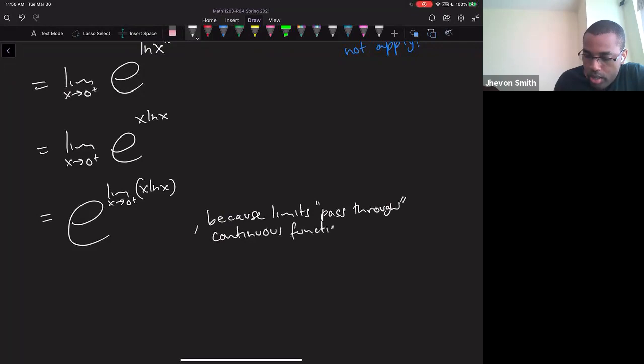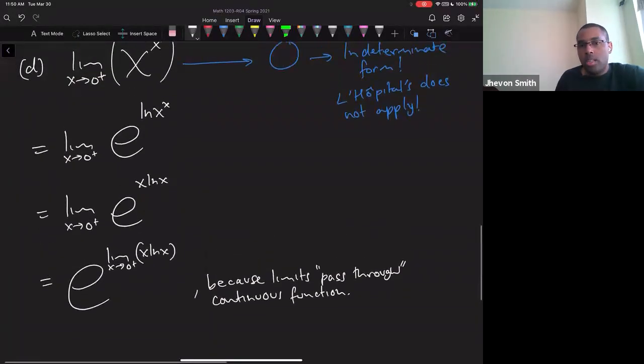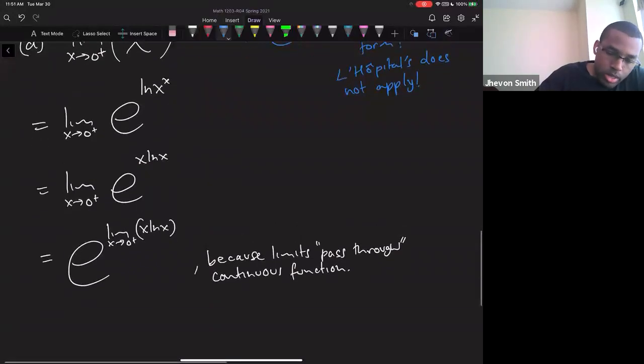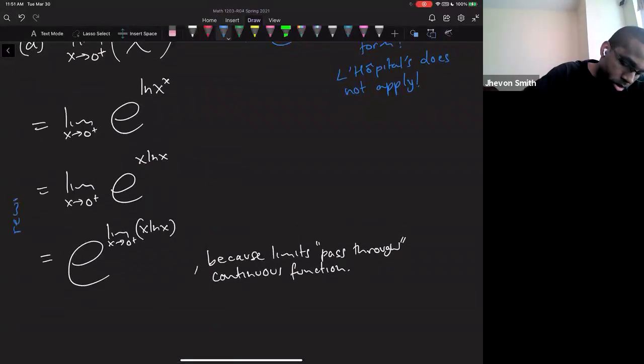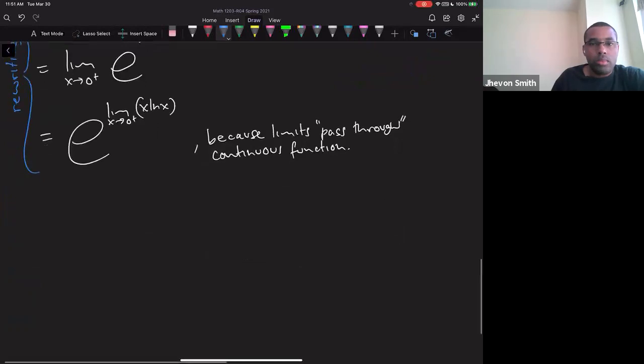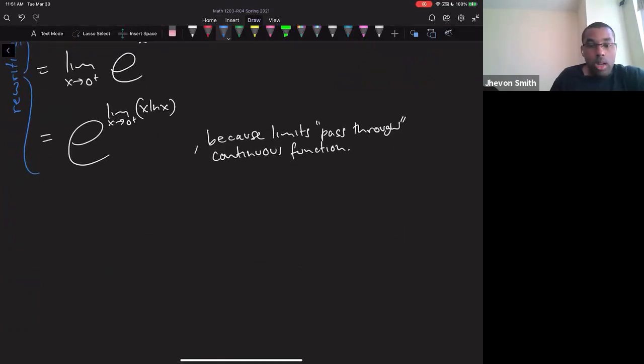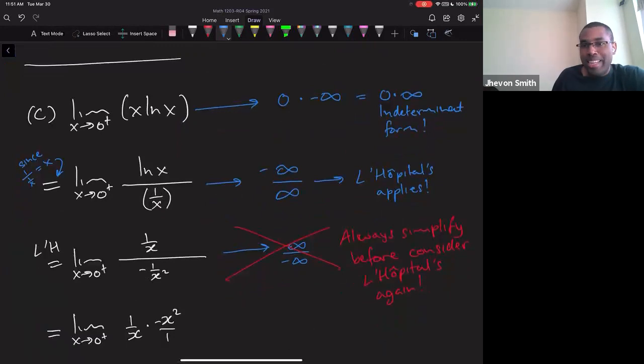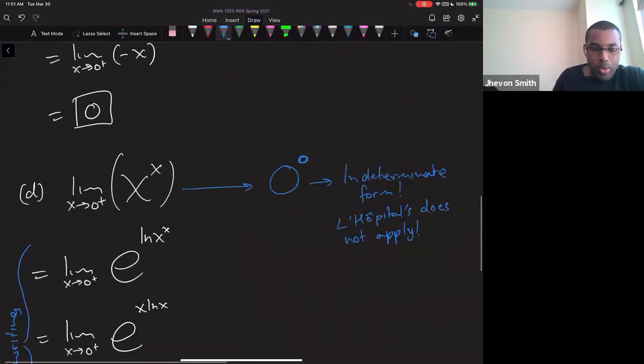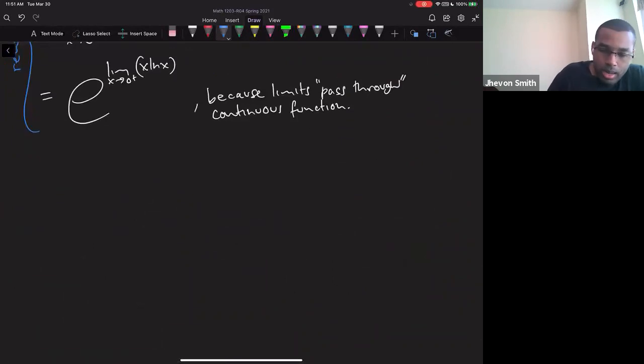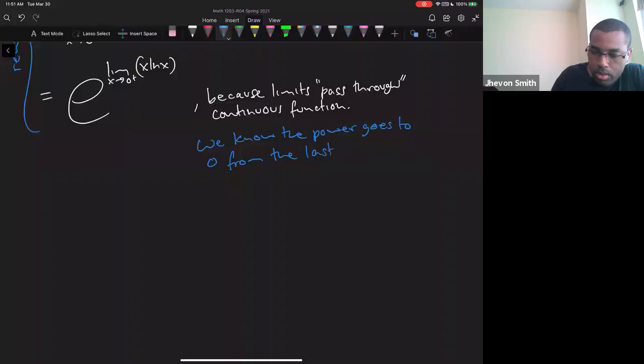So whenever I introduce a logarithm in this way, I can just focus the limit on the power, right? So here I'm rewriting. And now the limit is on the power. Now, you'll notice that that limit was the limit that I asked you to do last time. So we actually already know the answer. We already know the answer is going to be 0, we know the power goes to 0 from the last example.